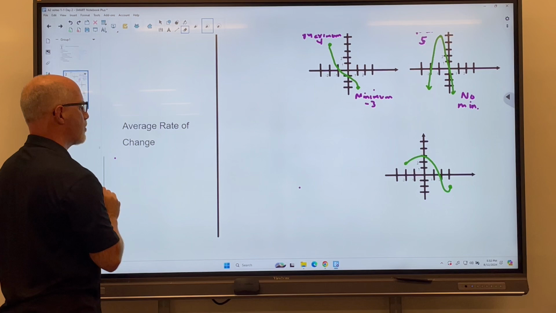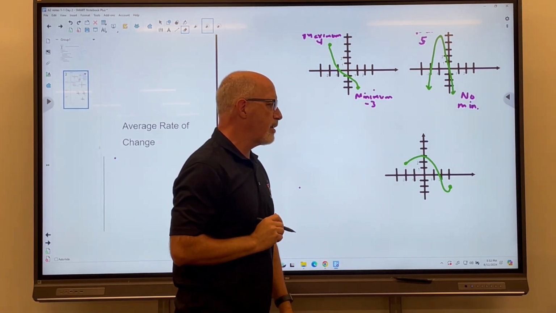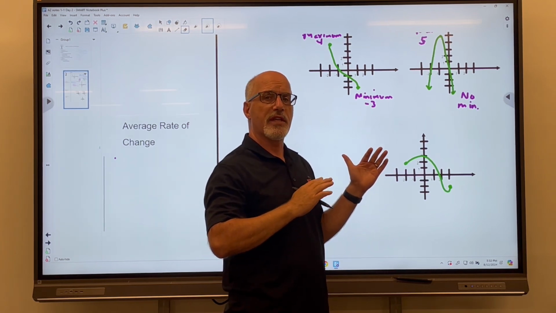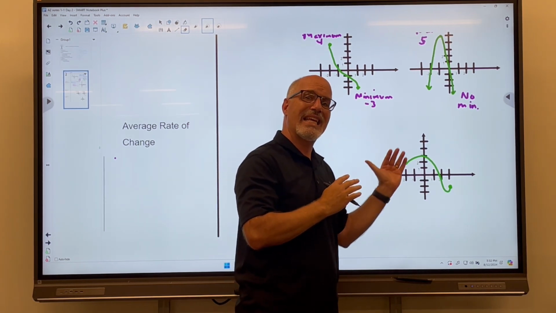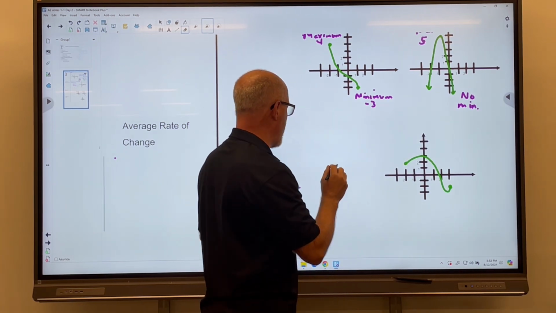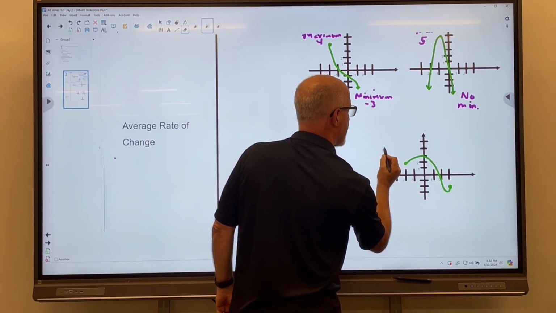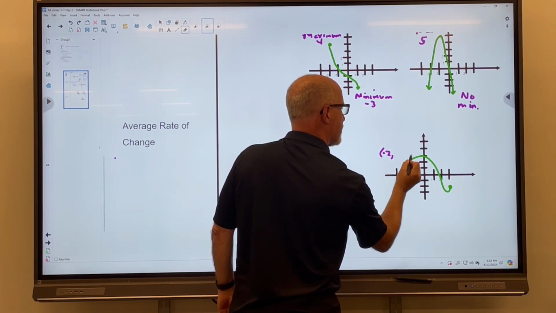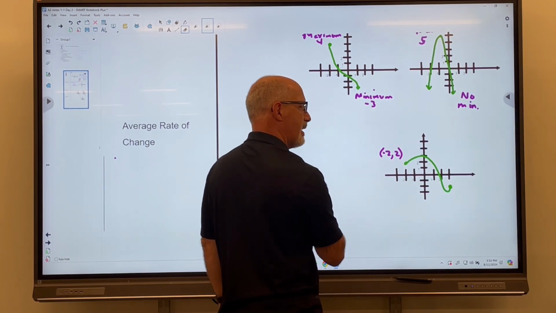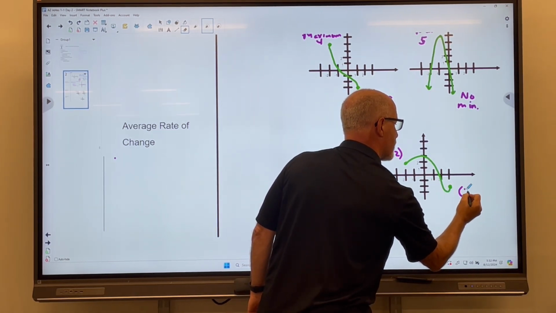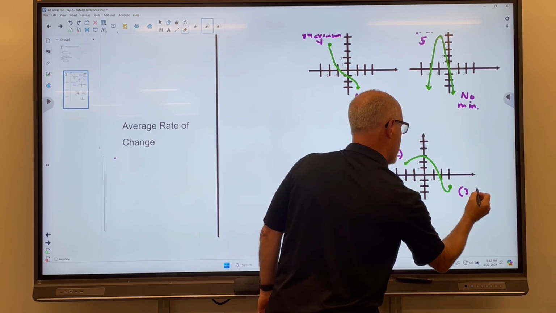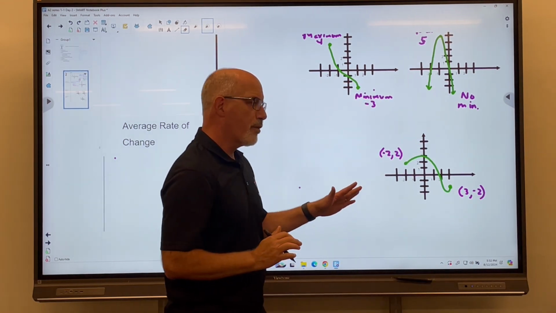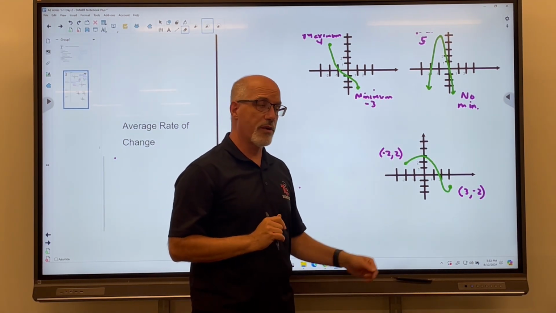Now let's look at average rate of change. What you want to know is how it's changing between the beginning and the end. So we want to know what the beginning point is. The beginning point here is not an interval, but the ordered pair -2, 2. That's the x and y. And this point here is 3, negative 2. So ordered pairs, not intervals, but ordered pairs here.